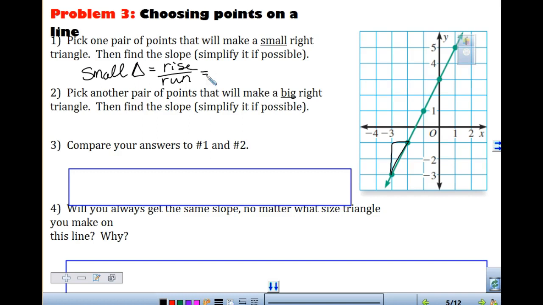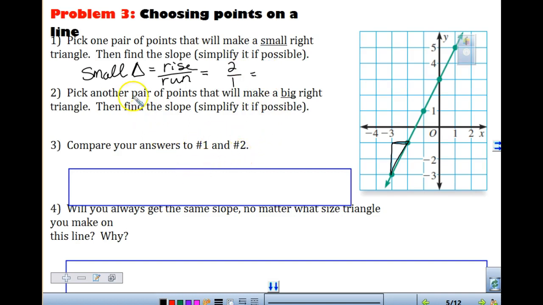Okay? So, Cody, what's my rise? 2. And if I'm looking at my run, Sean, how far am I going over? 1. So my slope of my small triangle is 2 over 1. You can leave it like that. Someone said, can I write it as 2? You can, but just remember, anytime you have the number 2, that is telling us rise of 2, run of 1. So I'm going to probably leave it as 2 over 1. I would take 2 for the correct answer.